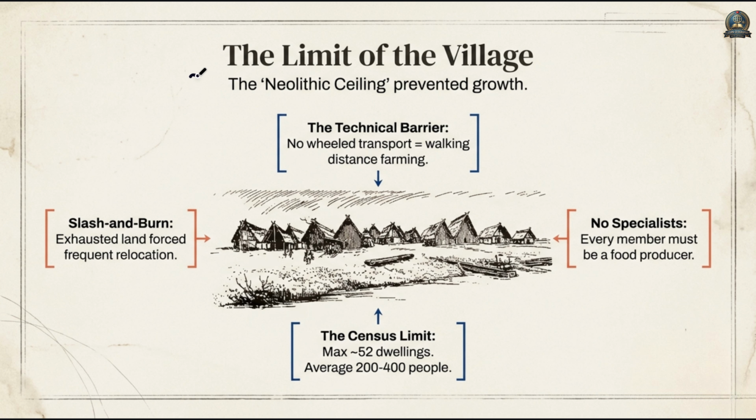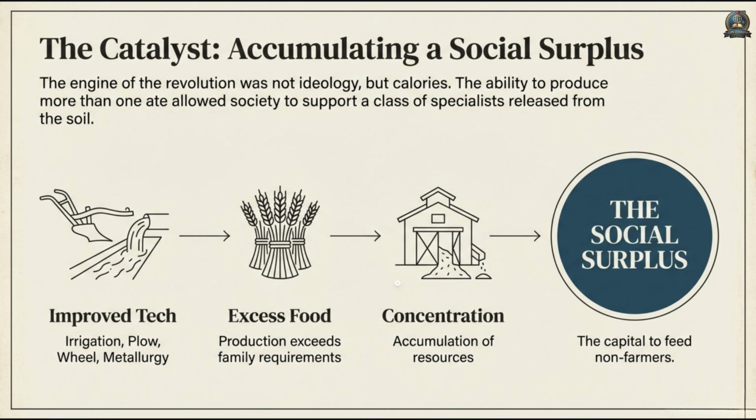Okay, first of all, there are some limits of the village. The Neolithic ceiling prevented growth. First, a technical barrier: no wheel transport, walking-distance farming, slash and burn technique exhausted land and forced frequent relocation, no specialists, every member must be a food producer. The census limit: maximum 52 dwellings, average 200 to 400 people. These are some limitations existing in the village scenario during the Neolithic age.